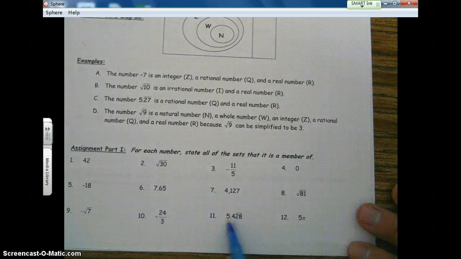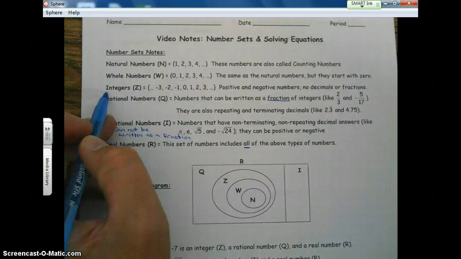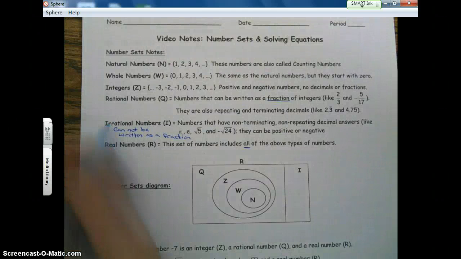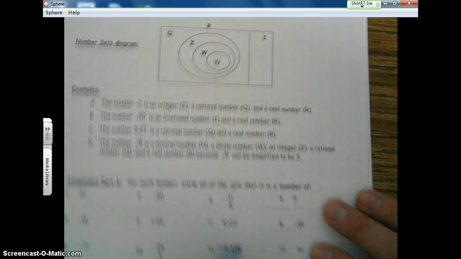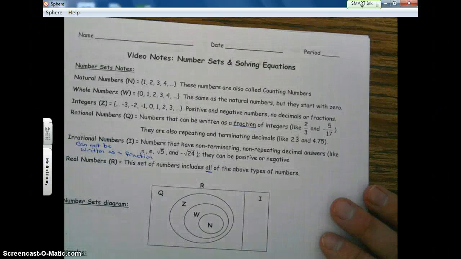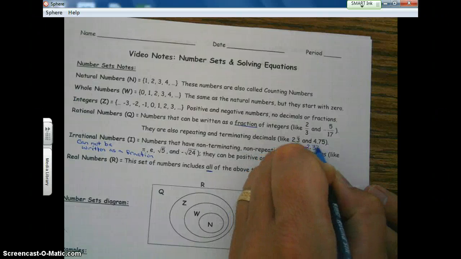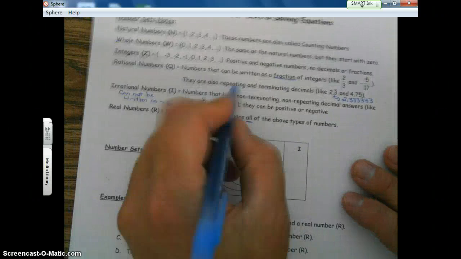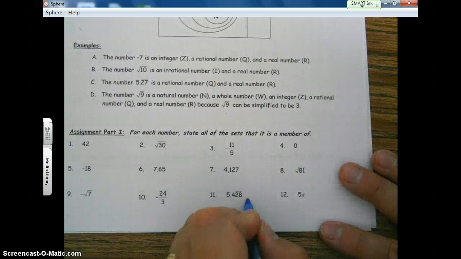Okay, it's a decimal. So immediately we can rule out natural, whole, and integers. Okay, so it's either going to be rational or irrational. Well, what does this bar mean? The bar means that it repeats. Okay, so this, for example, would be 2.333333, and it would just keep on going. Since this is repeating, it's a rational number. So it would fall under Q.